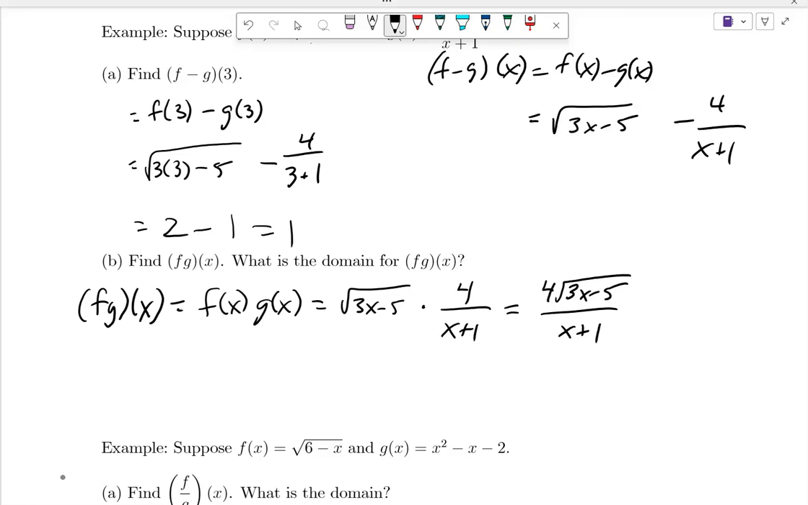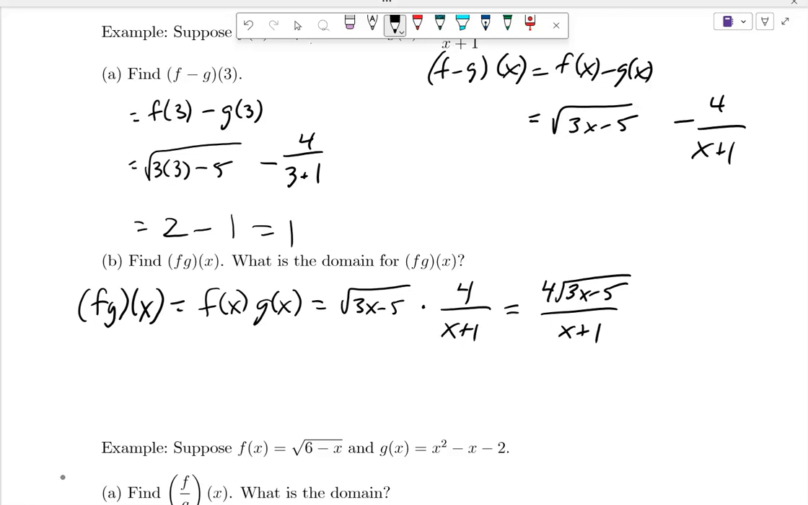All right. Second part asks for domain. So far this semester, we talked about two big issues with domain, right? What are they? Think about it. The negative under the radical and divide by 0, right? This has got a little bit of both, doesn't it?